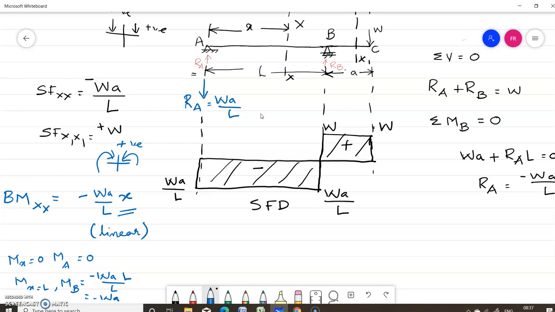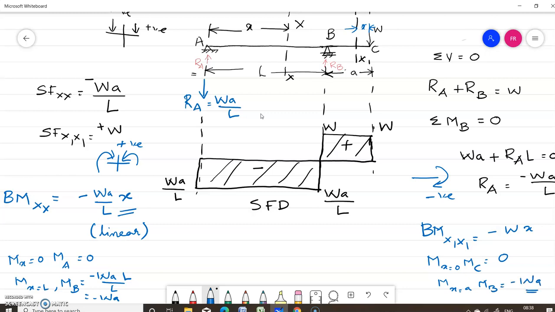Now you consider the section line from the right, that is x1, x1. What is the bending moment at x1, x1? It is equal to right clockwise. Right clockwise is negative. So minus W into x. Let this distance be x. Now we can find out what is bending moment at x equal to 0. That is M at C is equal to 0. What is bending moment at x equal to a? M at B is equal to minus W into a.